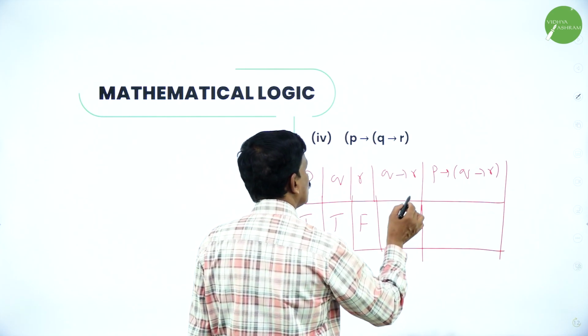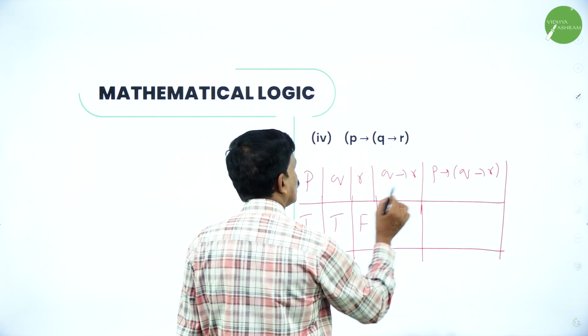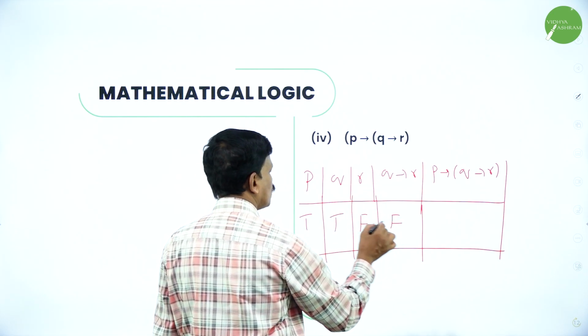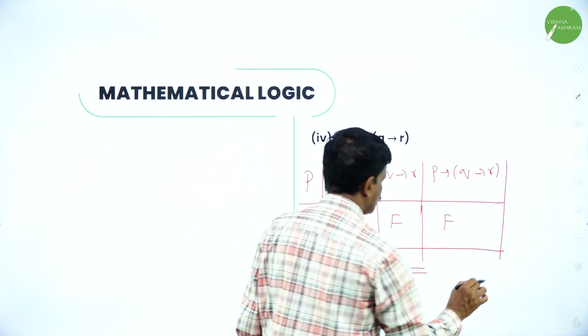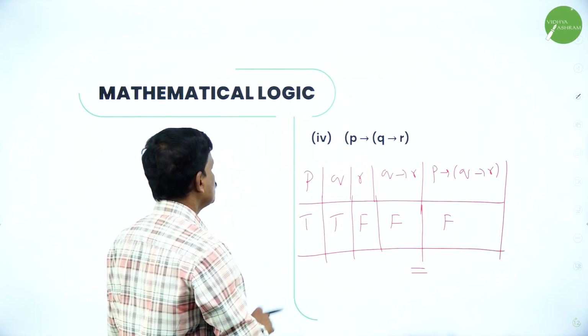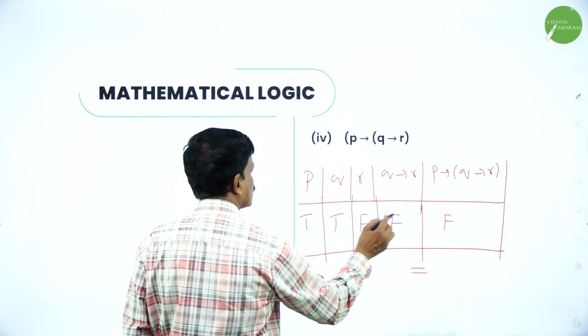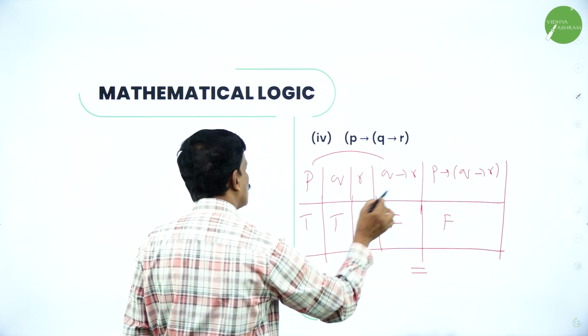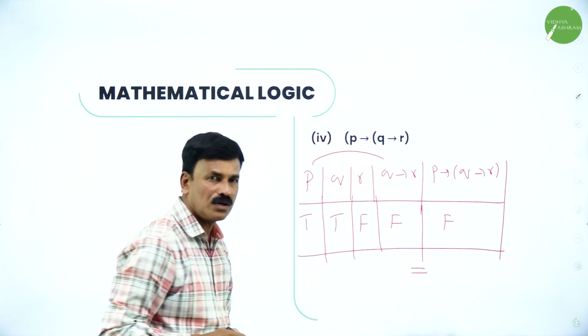Now, the conditional for P and this. Again, the conditional for P conditional to Q conditional to R, true and false is again a false statement. This is equal to false. That's it. See, Q conditional to R means Q and R, true and false is equal to false. Again, P conditional to Q conditional to R, true and false is again a false statement.